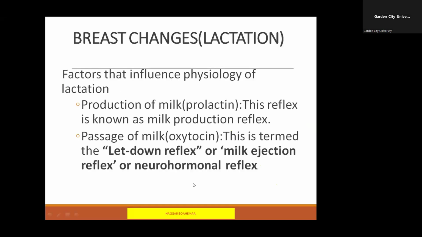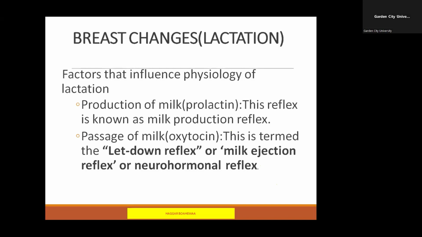Now let's move to the changes in the breast. So normally when we get to the breast, we talk about the physiology of lactation. And we said the physiology of lactation is in two forms. We have the production of milk and then the passage of milk. And at each of these stages, we have a responsibility as midwives. Now, the production of milk is under the influence of a hormone called prolactin. We all know about prolactin. And then the passage of milk is under the influence of oxytocin.